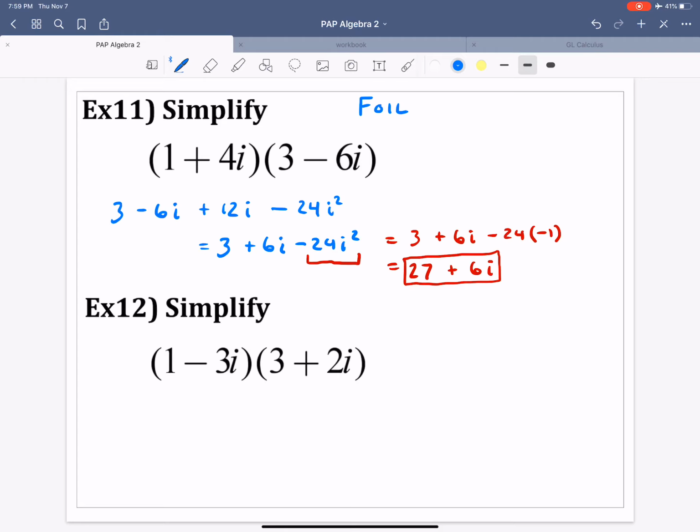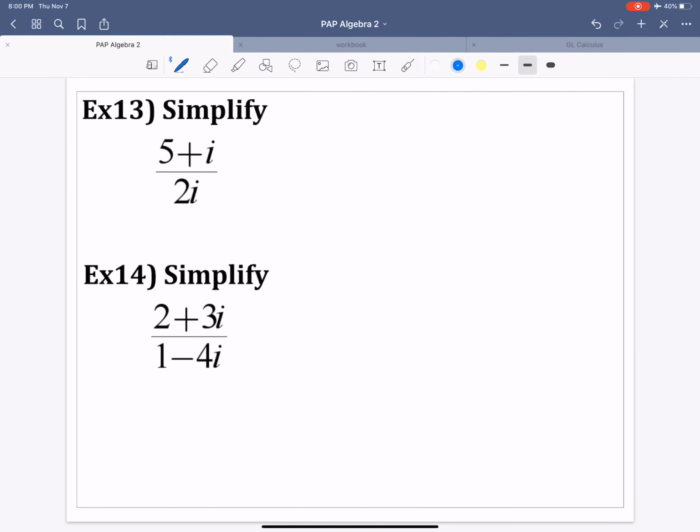So when we FOIL this out, we get 3. That would be minus 9 plus 2 would give me minus 7i. And then negative 3 times positive 2 would be negative 6i squared. I can replace the i squared with negative 1, so that turns into plus 6. So 3 plus 6 is 9 minus 7i. 9 minus 7i is what I got. Hopefully that's right. Did you get that too?